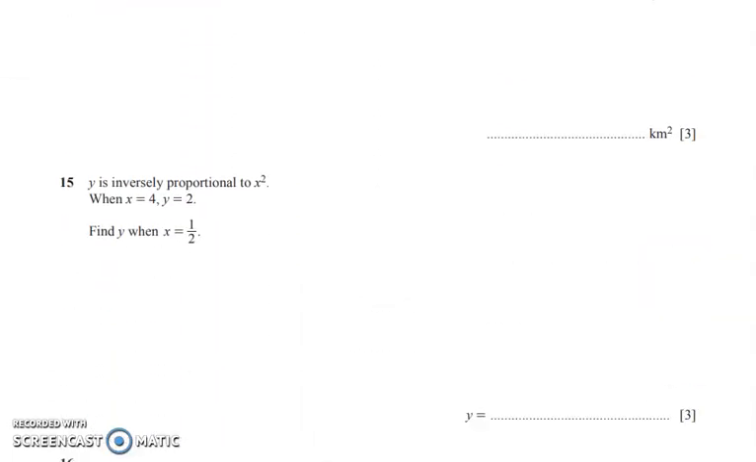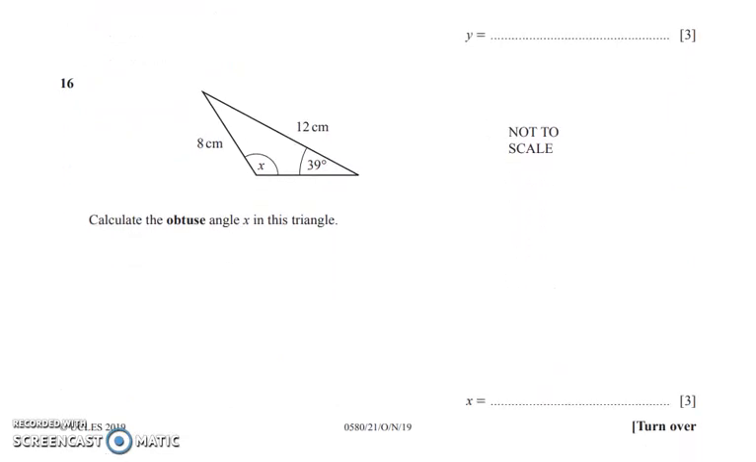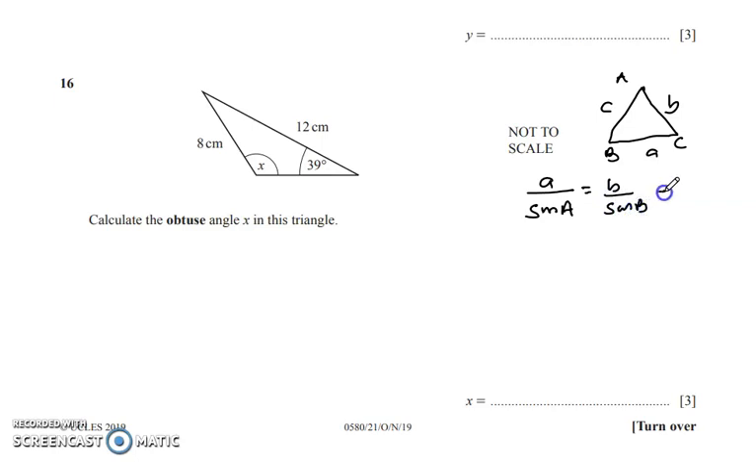Okay, so starting with question number 16. Question 16 is: find the obtuse angle. Obtuse angle, we know, is greater than 90 degrees, and in this scenario we will apply the sine rule. What is the sine rule? If this is a triangle ABC, this is side a, this is side b and this is side c, then a upon sine A is equal to b upon sine B is equal to c upon sine C. If two sides and one angle are given, then we can apply the sine rule. Otherwise we'll go ahead and apply the cosine rule.